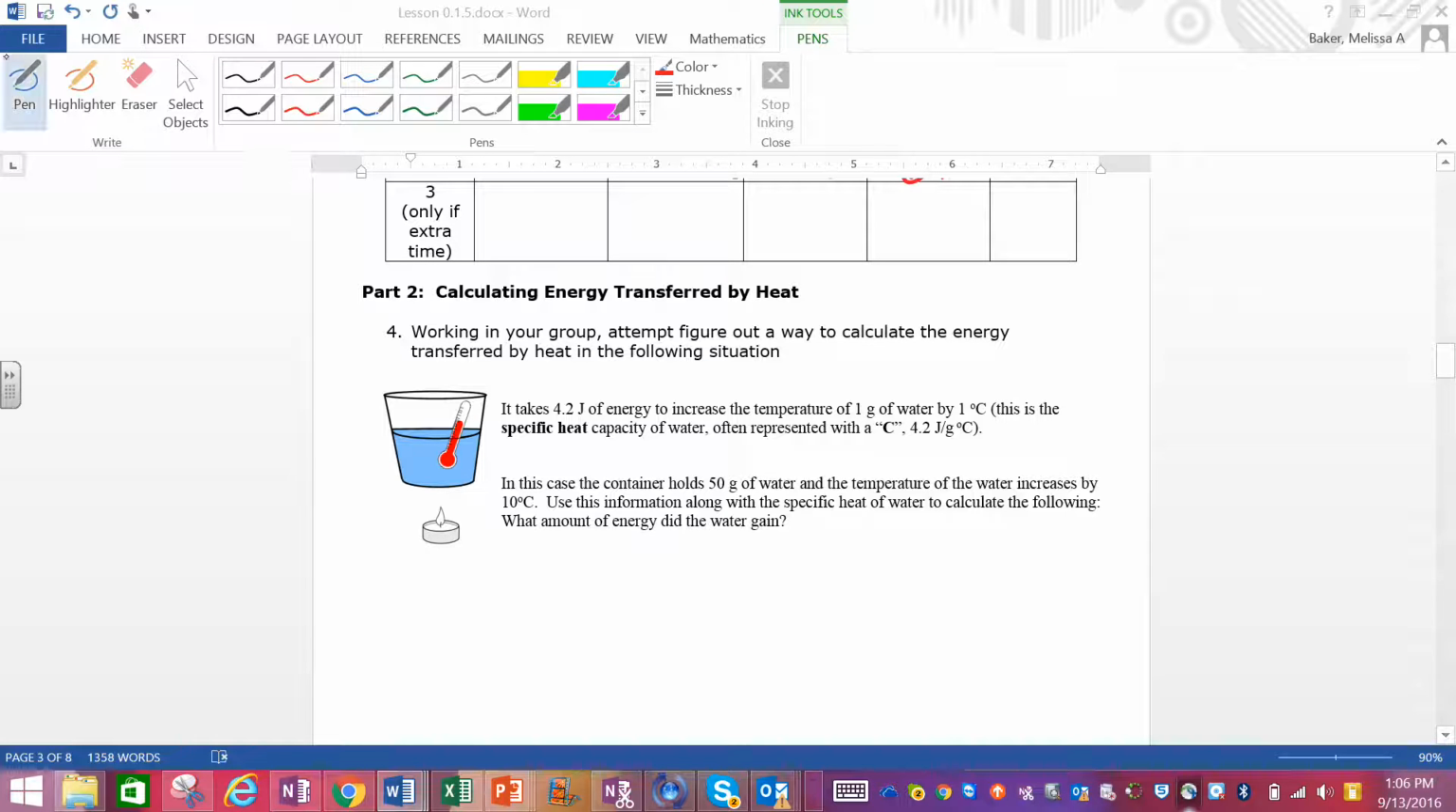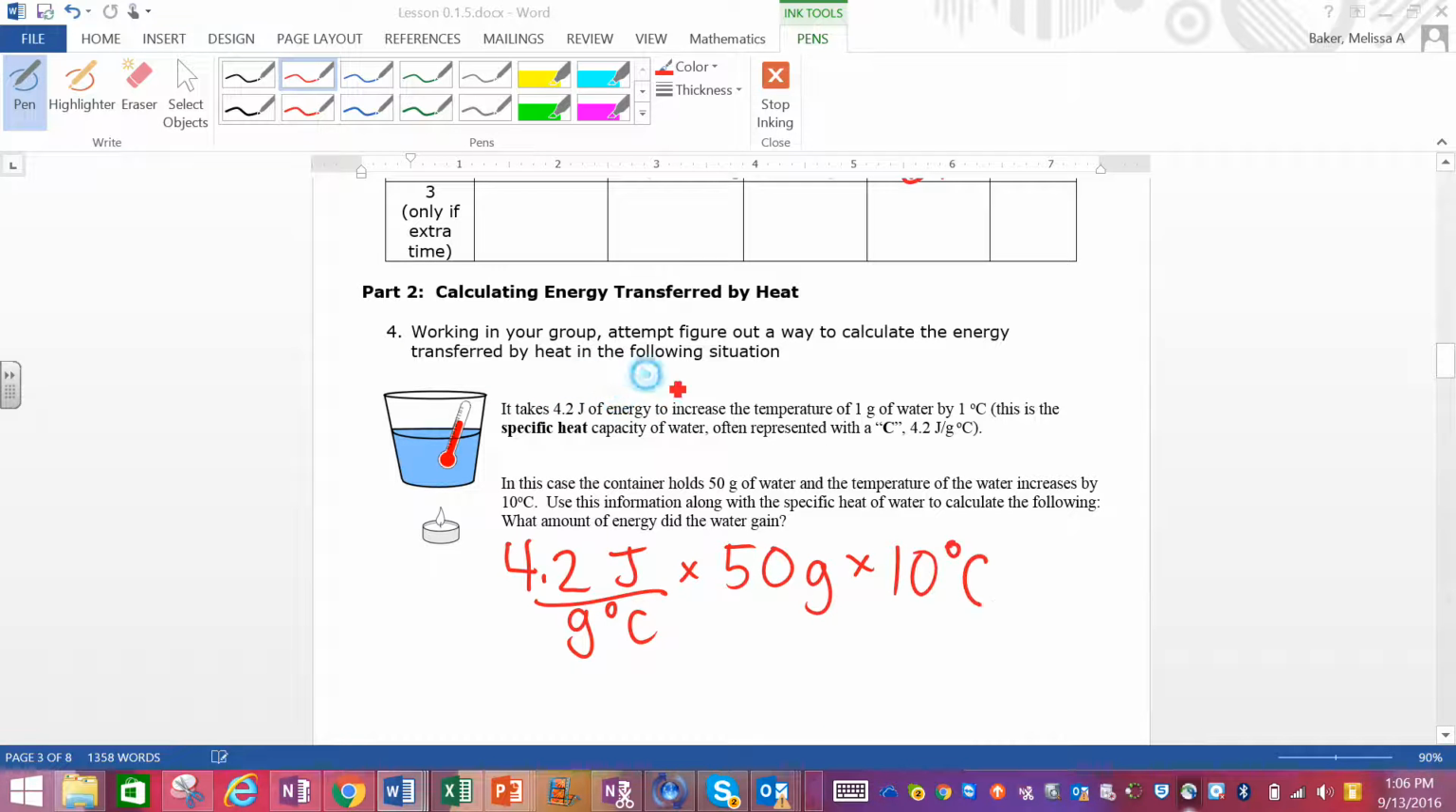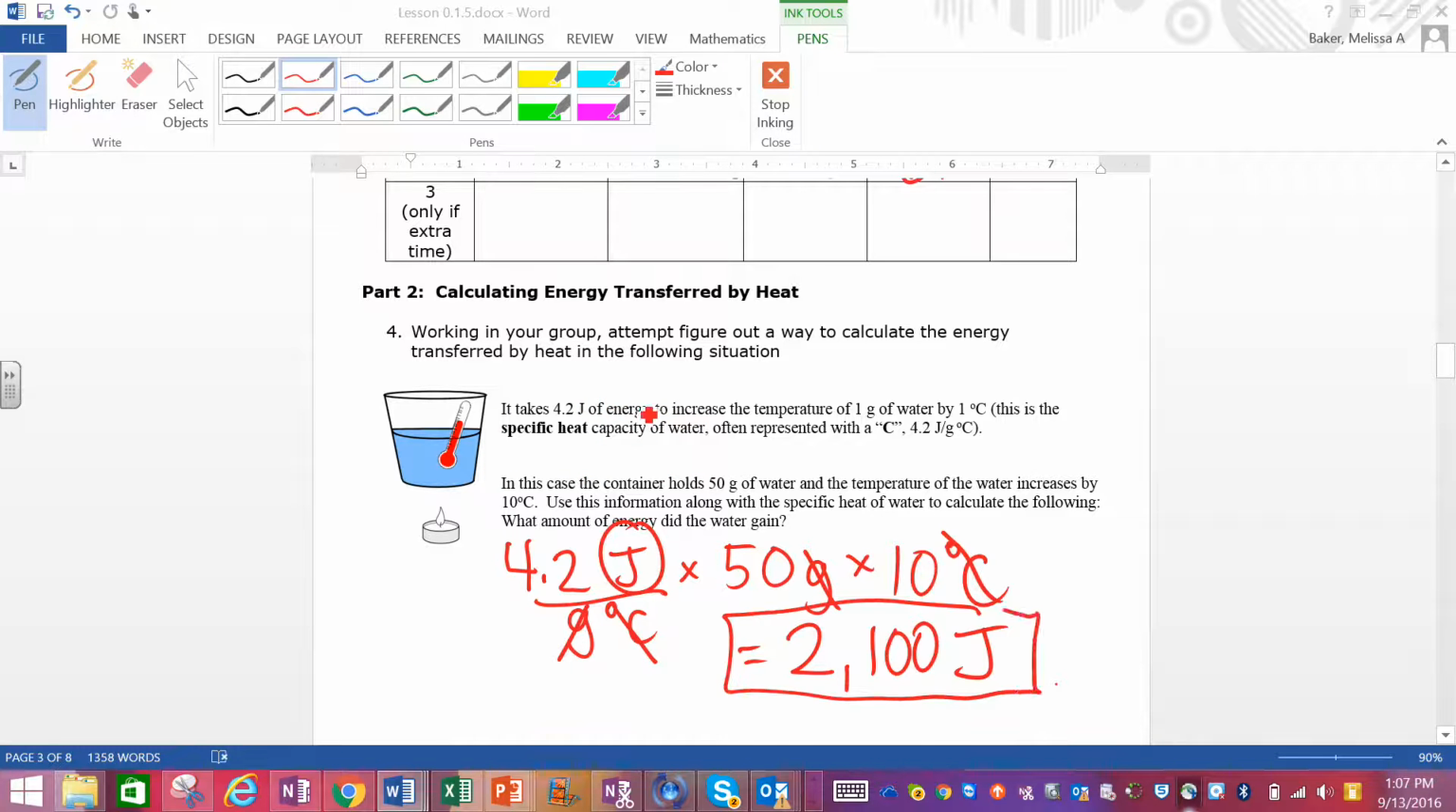Well, it takes 4.2 joules to heat up 1 gram, 1 degrees Celsius, but in this situation, we're heating up 50 grams by 10 degrees Celsius. So notice too that the units cancel out, grams over grams, degrees Celsius over degrees Celsius. We're going to have an answer here, 2,100 joules. That's how much energy it takes to heat up 50 grams of water 10 degrees Celsius.